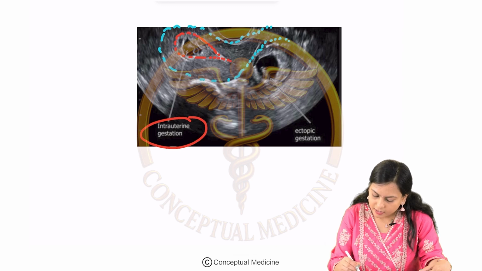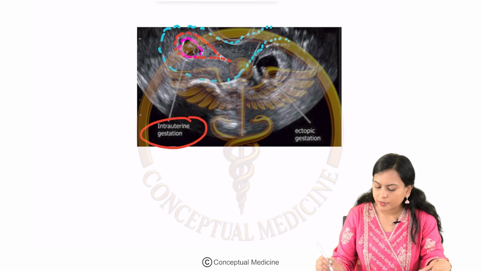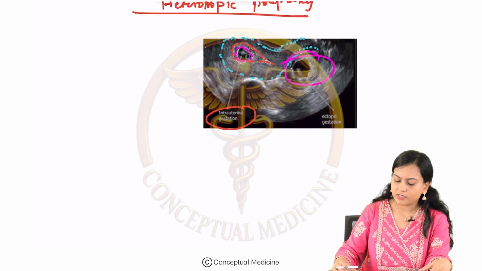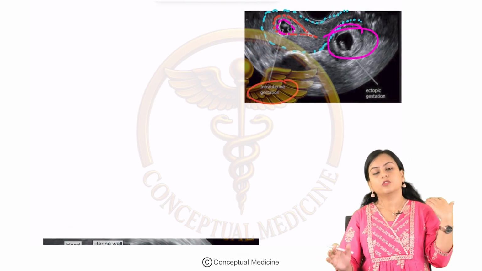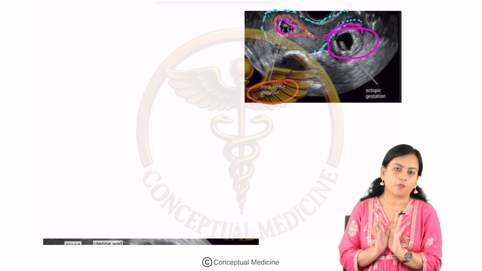Okay, and this is the intrauterine gestation, whereas this is an ectopic gestation, somewhere here. Another gestational sac with embryo is seen. So, that is an ectopic gestation. When you see both intrauterine pregnancy and ectopic gestation together, it is a heterotopic pregnancy.